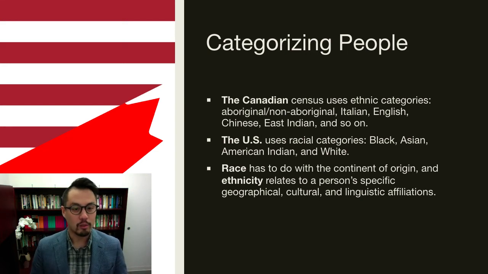The Canadian census, for instance, categorizes people along ethnic lines, right? So you would see categories like Aboriginal or non-Aboriginal, and then it's subdivided into Italian, English, Chinese, East Indian, and so on. The United States, on the other hand, uses racial categories of, say, Black, Asian, American Indian, and white. So while both race and ethnicity can mean ancestry in the United States government, race has to do with the continent of origin primarily, and ethnicity mostly relates to a person's specific geographical, cultural, and linguistic affiliations.